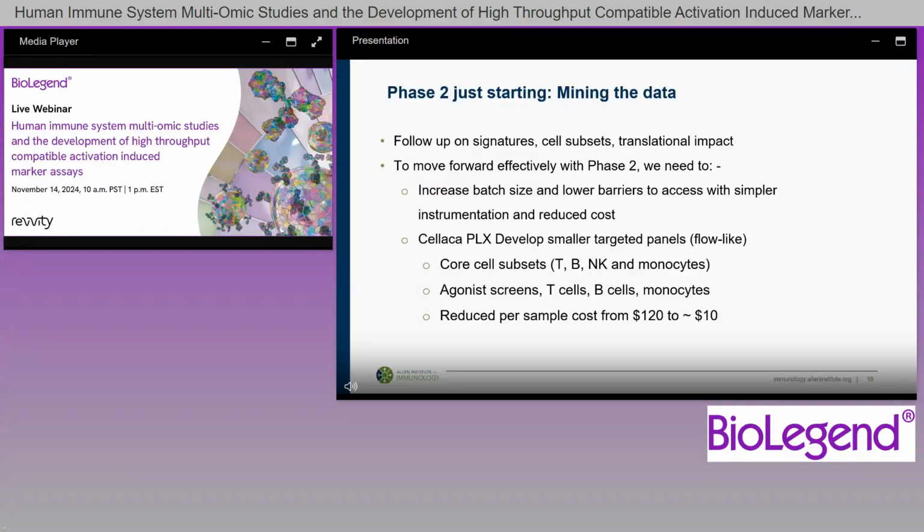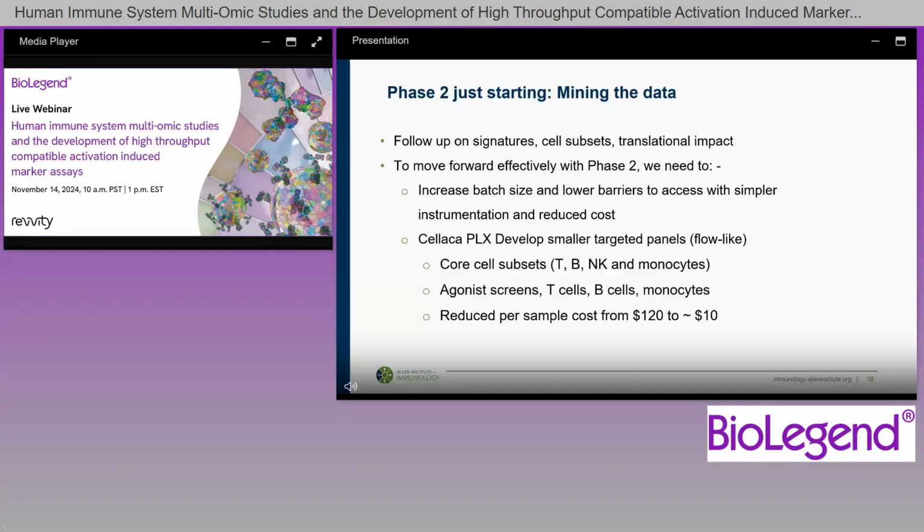And so to move forward effectively, we need to increase the batch size and lower the barrier to access. And we're doing this a little bit by working with the Celica PLX, where we can develop smaller, more targeted panels, looking at core subsets of cells, and develop agonist screens that can be analyzed using this instrument.